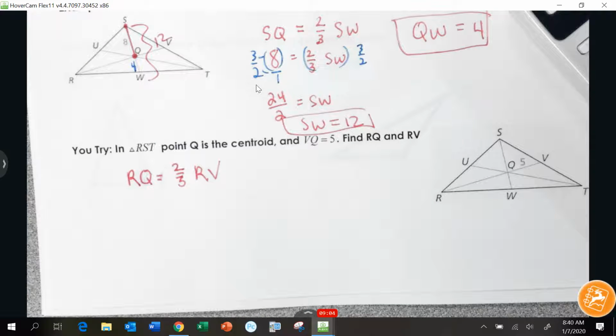Good at fractions. You don't even have to do all this equation stuff. You're good at fractions.